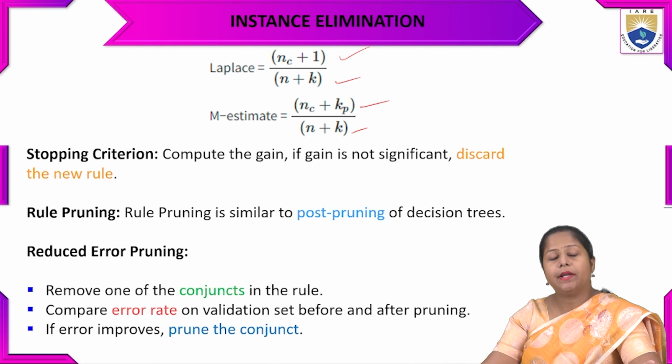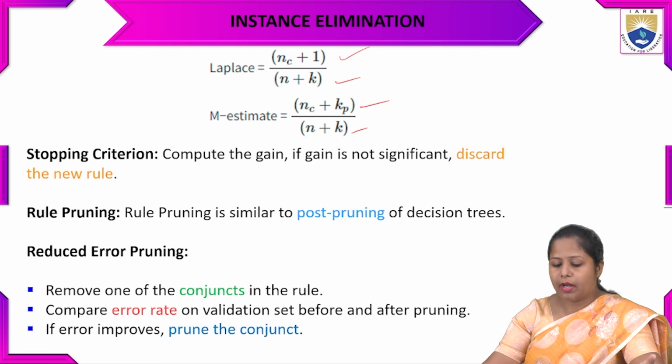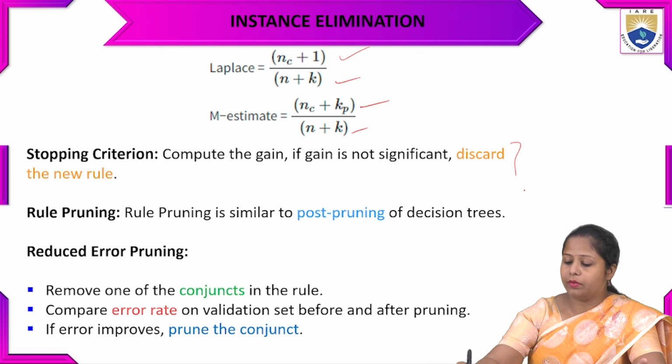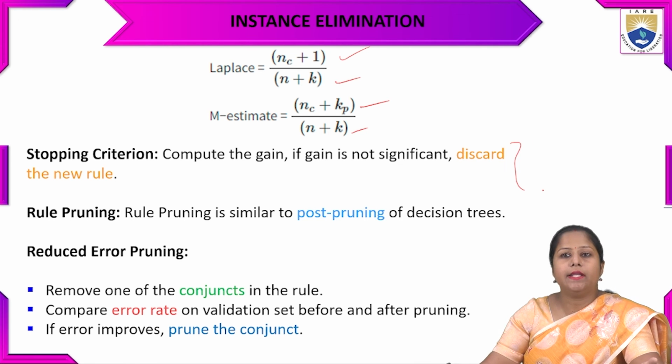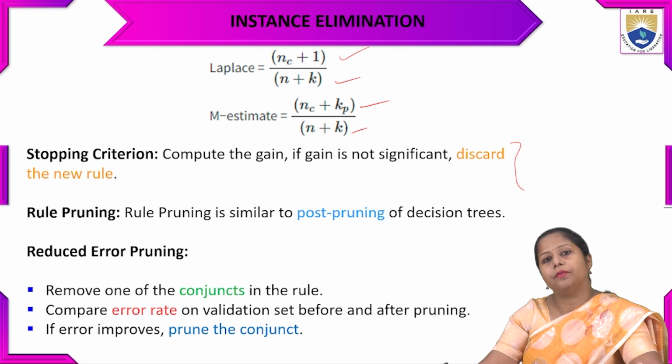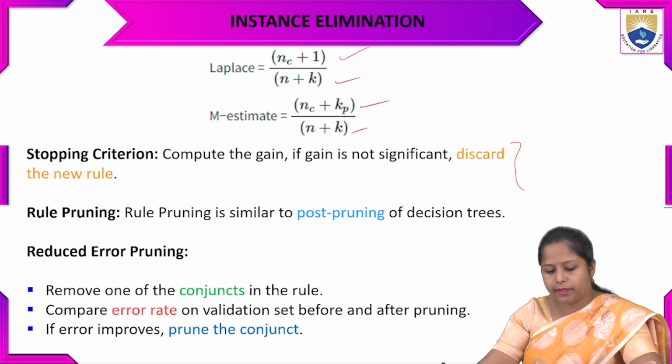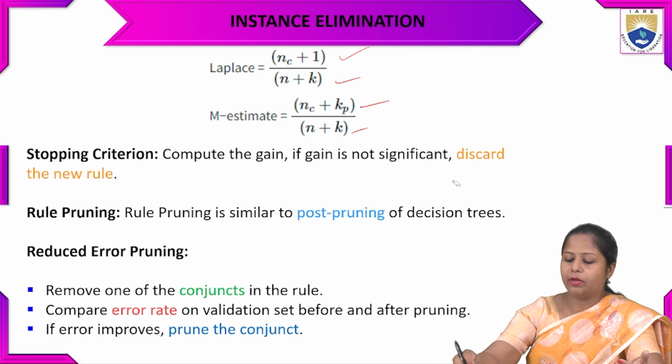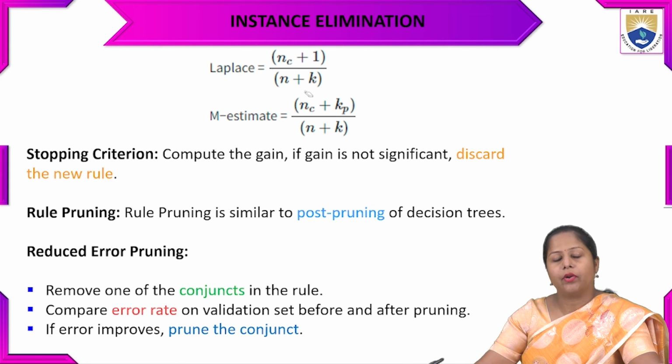Now the stopping criterion computes the gain, basically information gain. If the gain is not significant, the classifier is going to discard that new rule. It will not be taken and will not be carried forward.